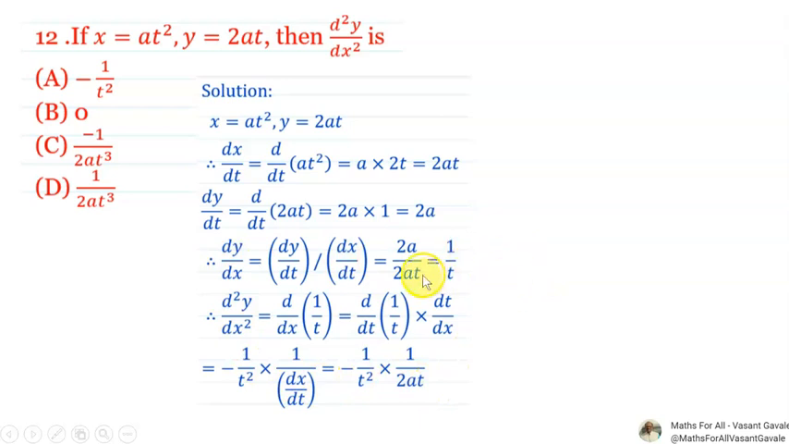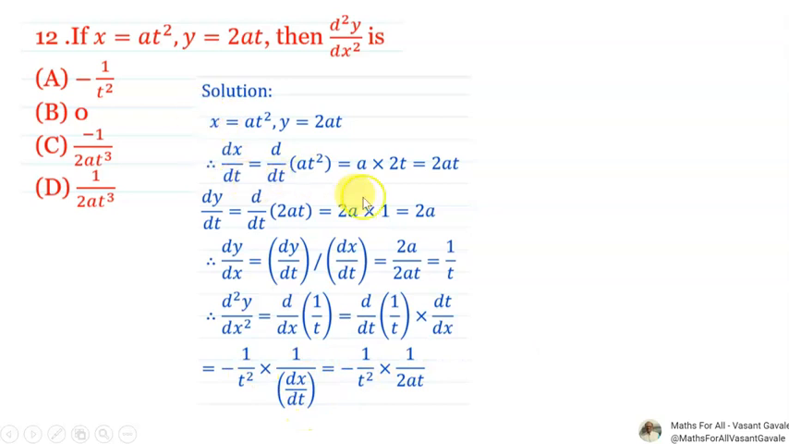Next, when we differentiate here, we apply the chain rule again. And note this step: d2y by dx square is equals to d by dx of 1 upon t. But this is in t, and hence we write here d by dt of 1 upon t into dt upon dx, and hence the derivative of 1 upon t with respect to t is minus 1 upon t square into 1 upon dx upon dt.